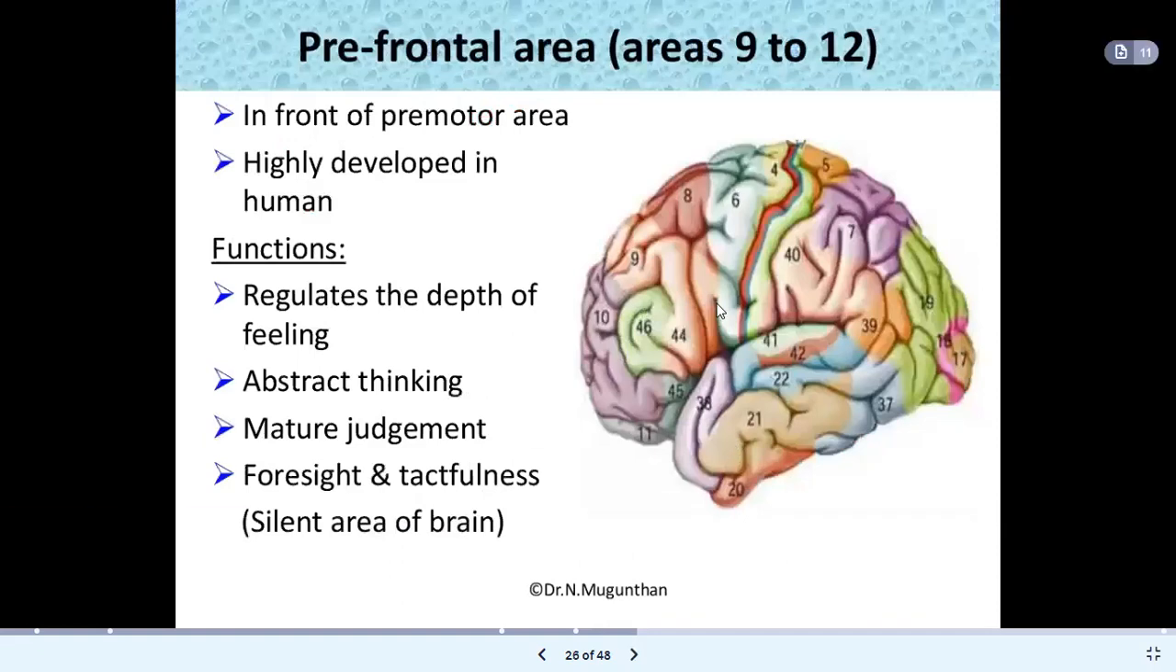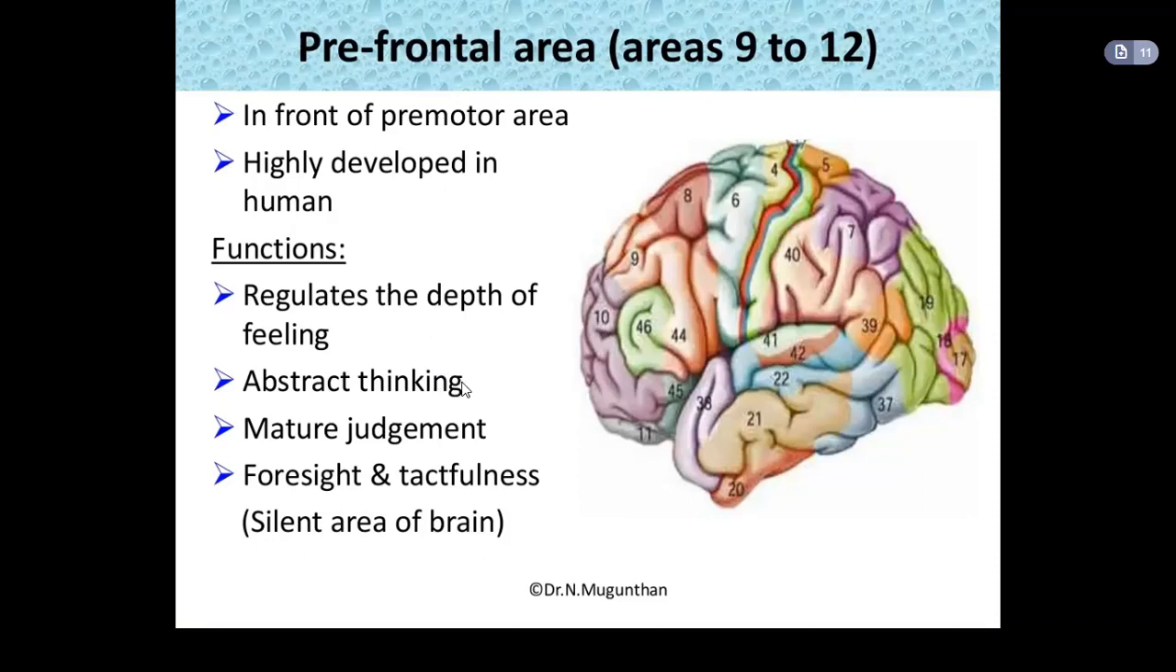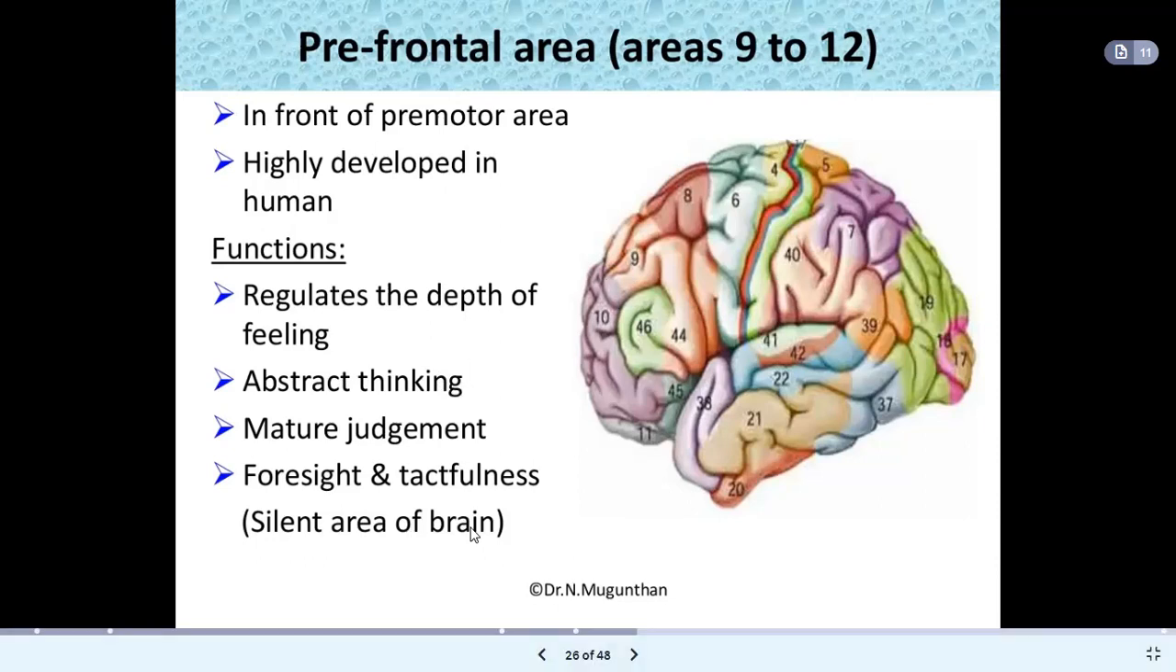Then next we have the prefrontal area, area number 9 to 12. It is in front of the premotor area and highly developed in human beings. The functions of this prefrontal area are that it regulates the depth of feeling, abstract thinking, mature judgment, foresight and tactfulness. So the silent area of the brain is the prefrontal area, number 9 to 12.